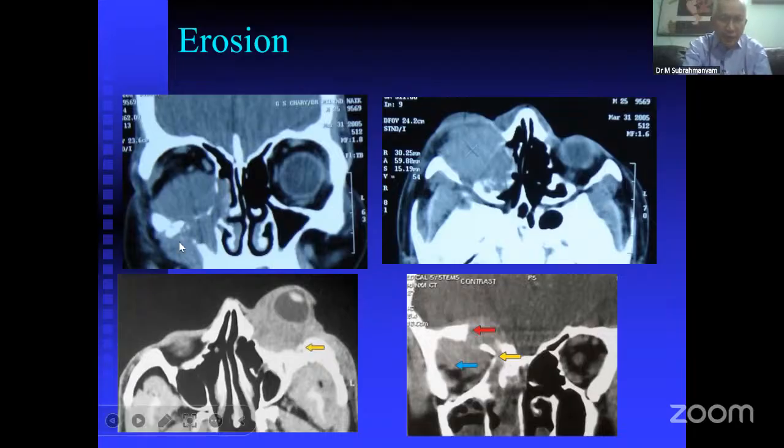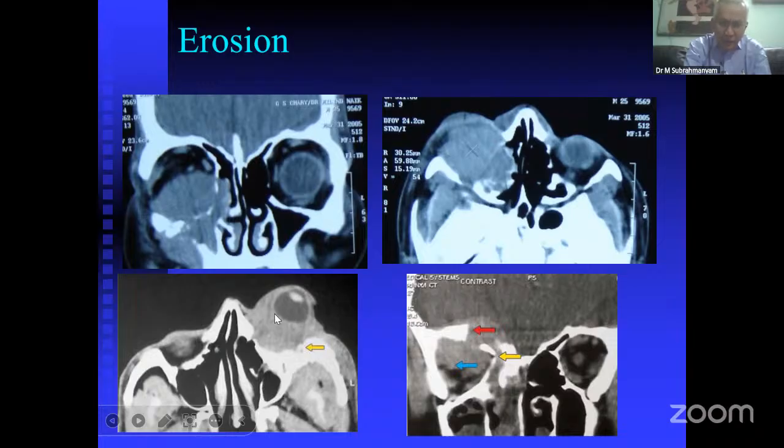Whereas here, the bone is eroded and the lesion from the maxillary sinus is extending into the orbit and outside. And here, these margins are a little irregular. It's a fungal granuloma from the maxillary sinus with orbital extension. Here again, you can see that the bone is eroded, the medial wall is eroded, and you can see the bony changes. Similarly, here also you can see that there's a severe proptosis.